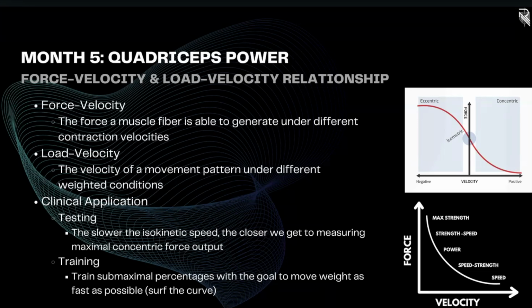In isolated testing scenarios like isokinetic dynamometry, especially with the quadriceps, we'll probably see a classic force velocity relationship. As speed increases, let's say from 60 degrees per second to 180 degrees per second, the muscle's ability to generate force declines. However, in more global or gym-based movement patterns, the load velocity curve is probably more applicable.